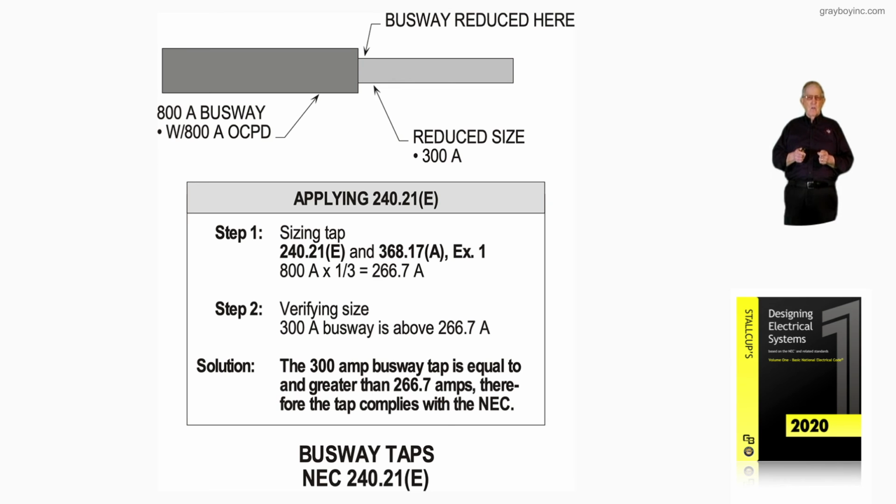when you review 368.17(A), right in that area, with this Exception 1 that permits this tap to be made without installing a protective device at the point of the tap. So Figure 9-30 just simply illustrates busway taps when they are made in accordance with 240.21(E) as well as 368.17(A) Exception 1.